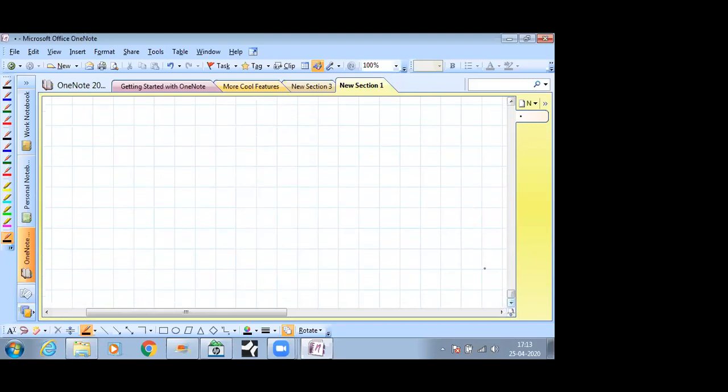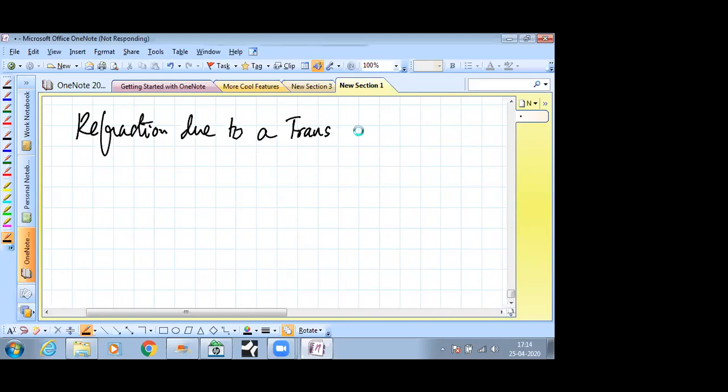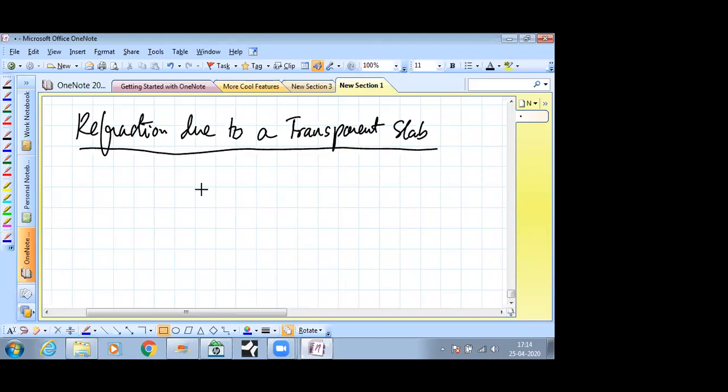All right, next we'll see another very important application of refraction at a plane surface. We will see refraction due to a transparent slab. Okay, so it turns out that this works out into a very convenient formula. And we'll do the derivation of that formula and we'll understand applications also.